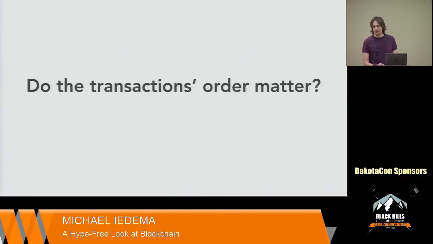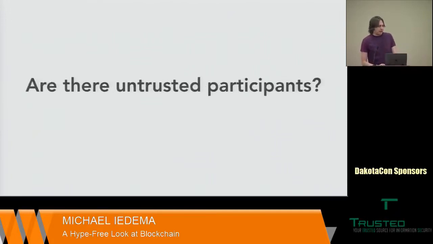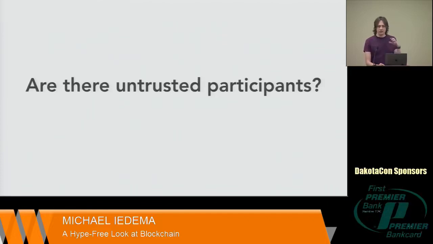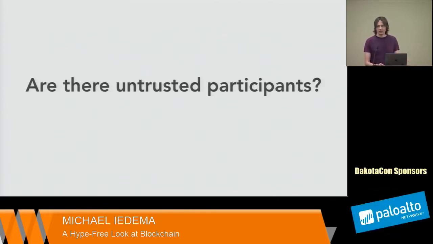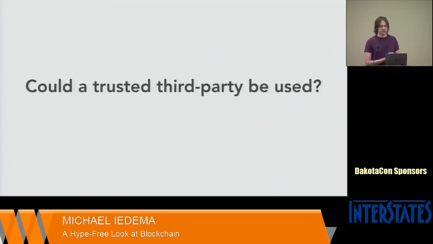If it doesn't, then you don't need it either, because the whole problem that it solves is ordering the transactions for multiple writers in a disparate network. And then, are there actually any untrusted participants? If it's some internal product for your company and it goes between components that you've engineered, 5 components that you've engineered every single one of them, there's not really any untrusted participants, so you probably don't need to do it either. And if there are untrusted participants, could a third party be used?